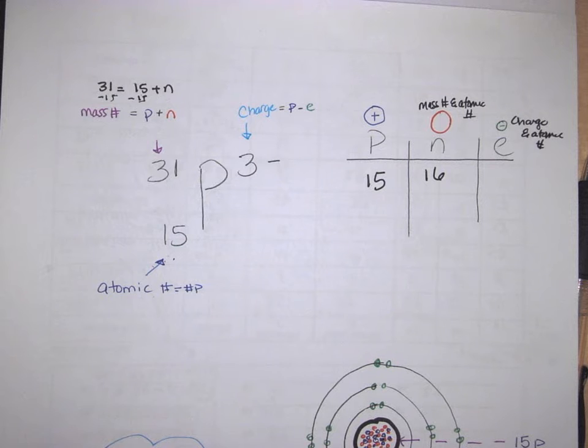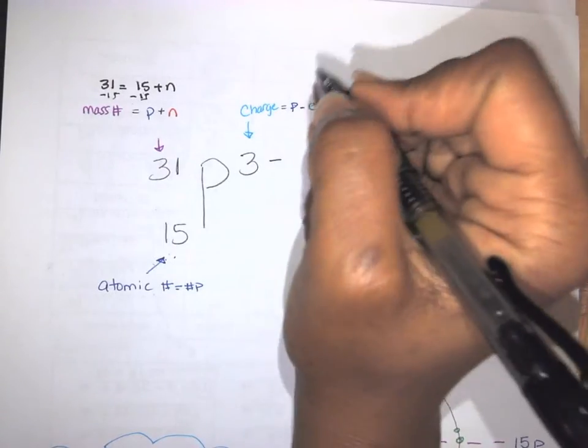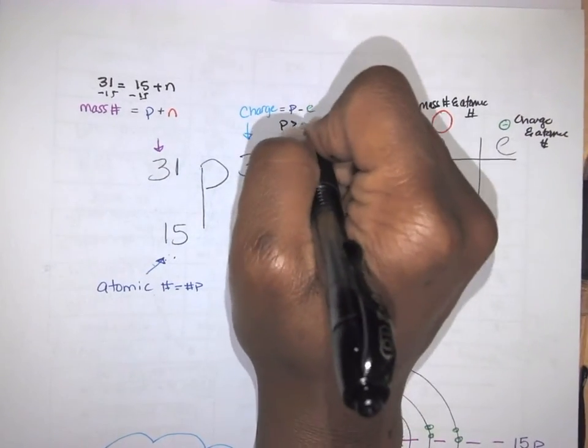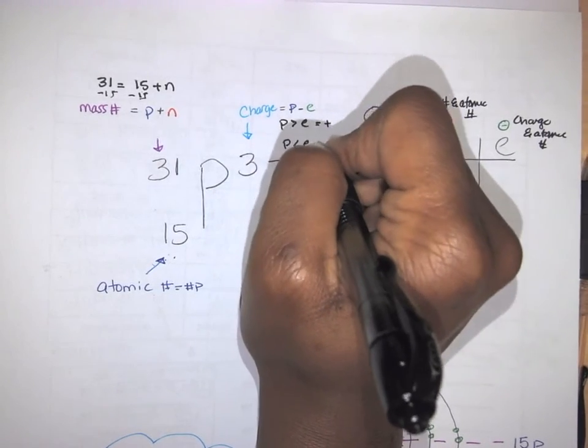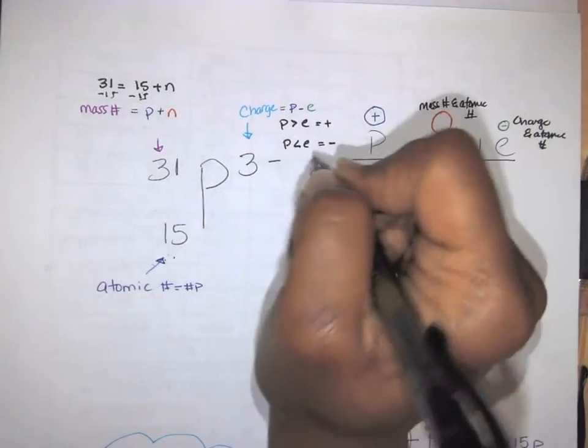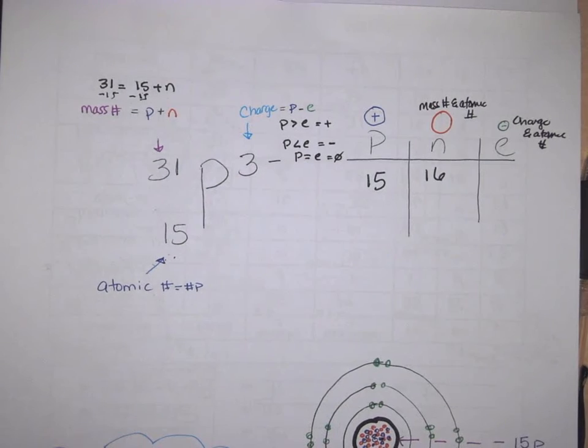Well, remember the charge comes from combining protons and electrons. And if you have more protons than electrons, your overall charge will be positive. If you have more electrons than protons, your overall charge will be negative. But if you have the same amount, then your overall charge will be 0.